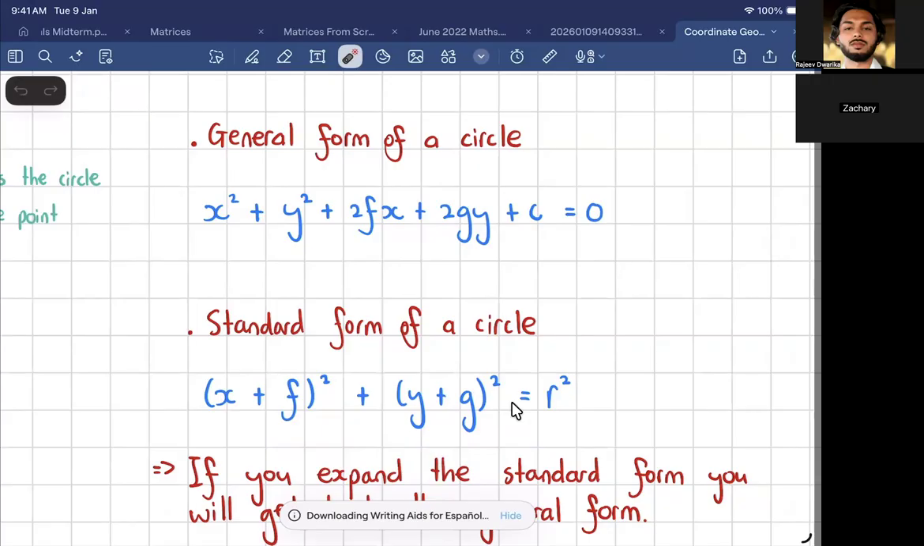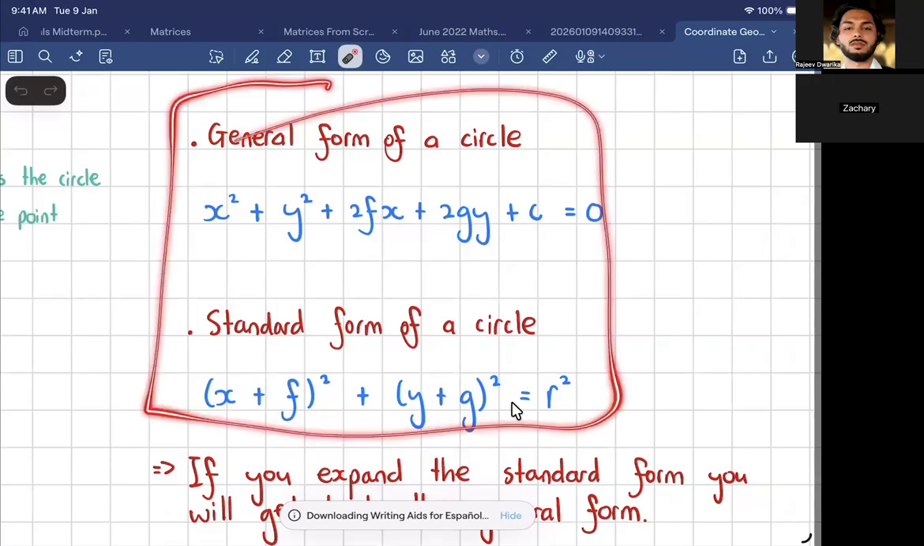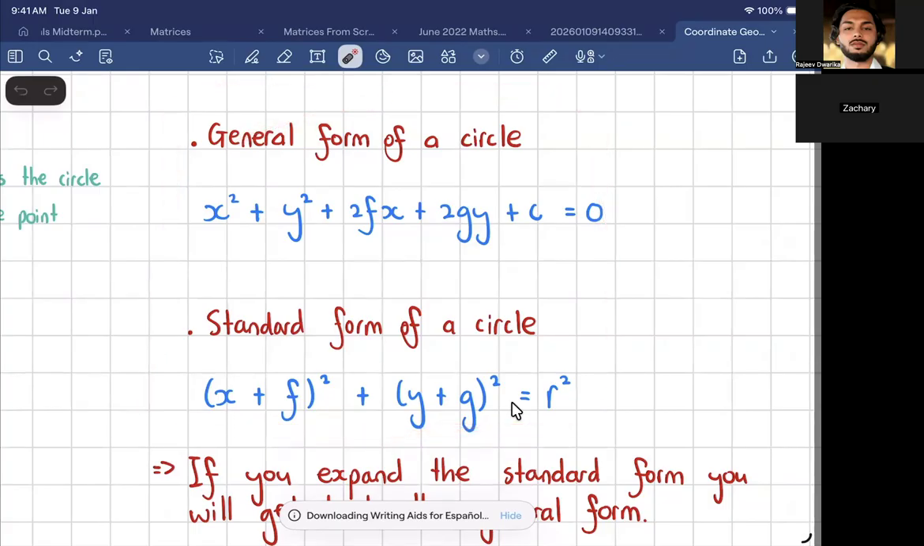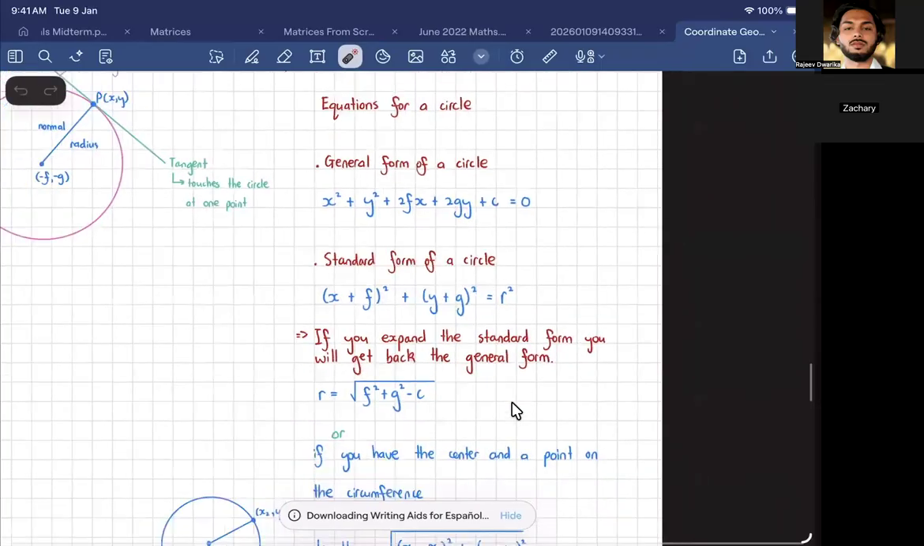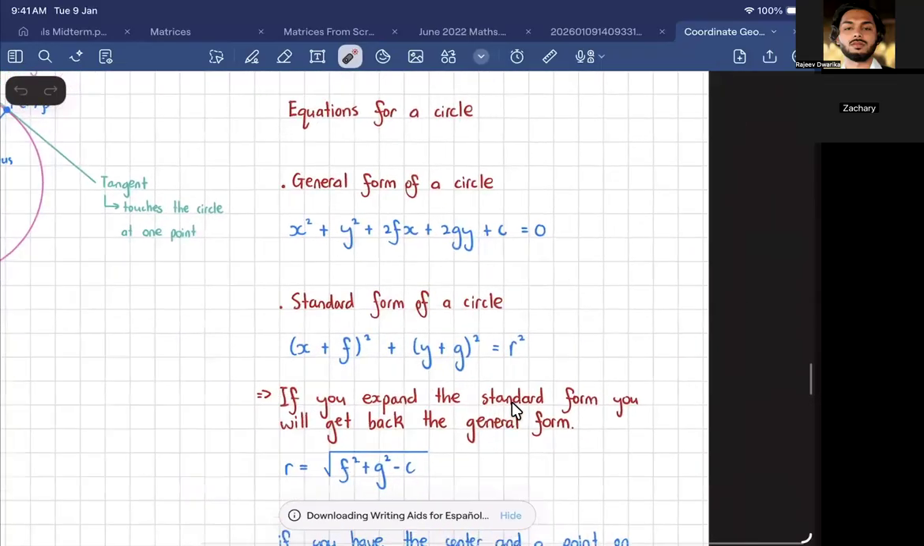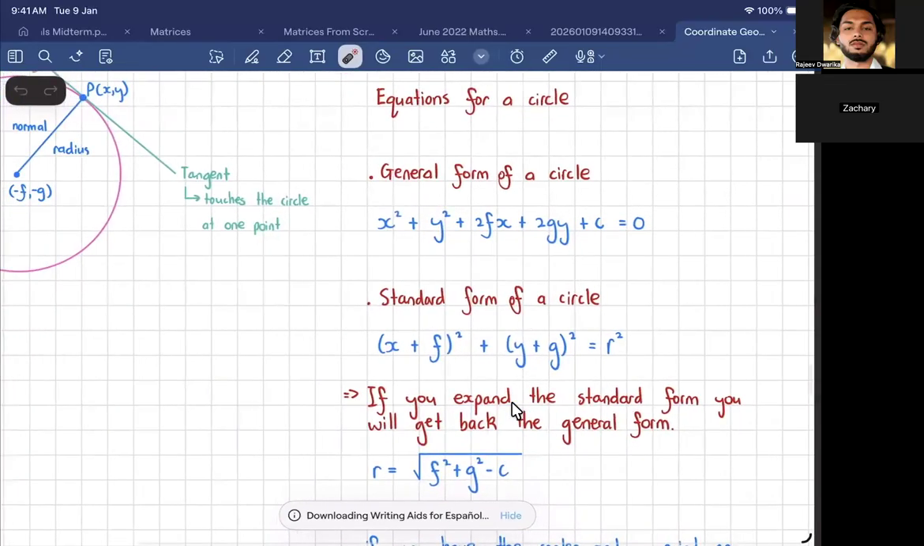But all you have to do is take a screenshot of this. You need to know these two forms, the general form and the standard form. So when you have a screenshot, you let me know. I should probably zoom out so you can take a picture of everything here. So take a screenshot of the equations for a circle, general form and standard form. Yes, sir, I have a screenshot.